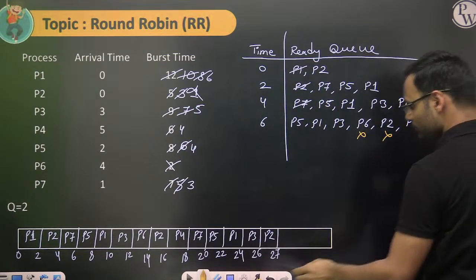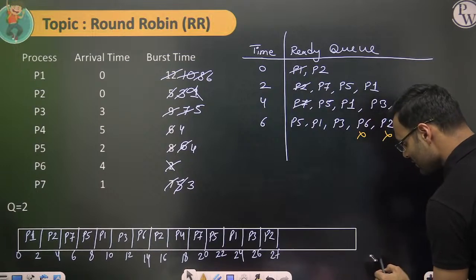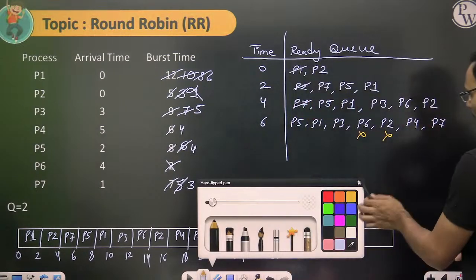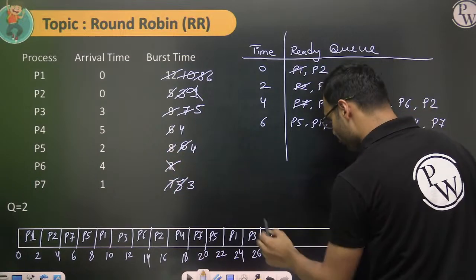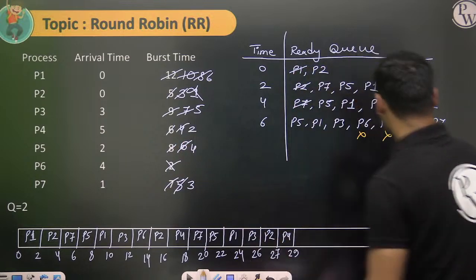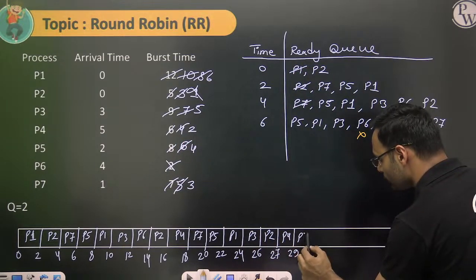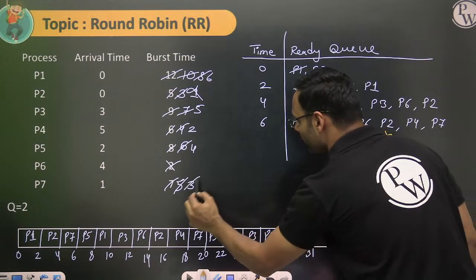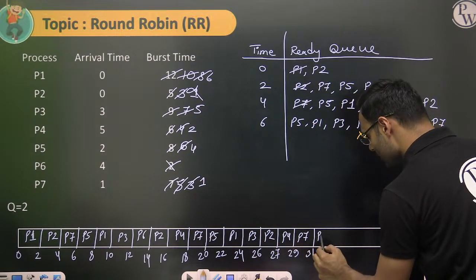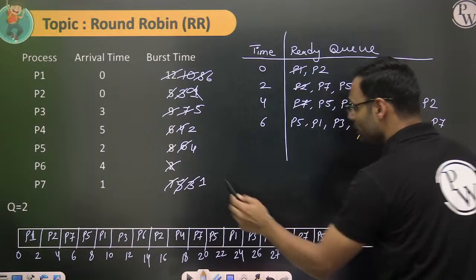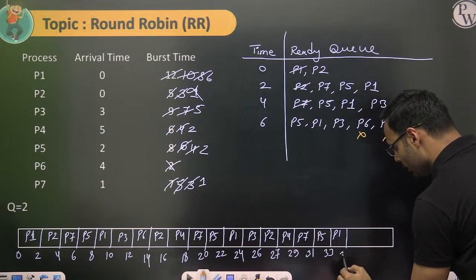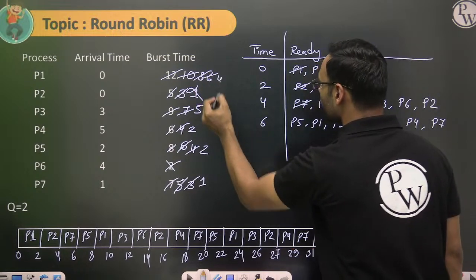P2 is over. Let me just extend this. It will become even bigger. Okay, next P4. P4 remaining 4 time unit. So 29 remaining is 2. Next P7. Till 31, remaining is just 1. Next is P5 again. 4 time unit it is remaining. We'll have to run till 33, remaining is 2. Then P1 again. Till 35, remaining is just 4.